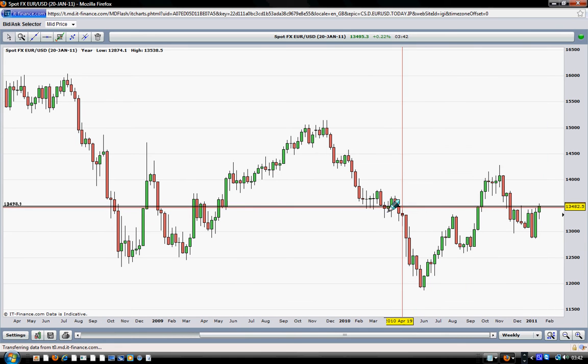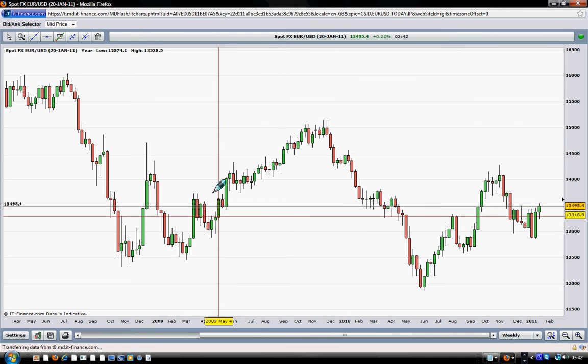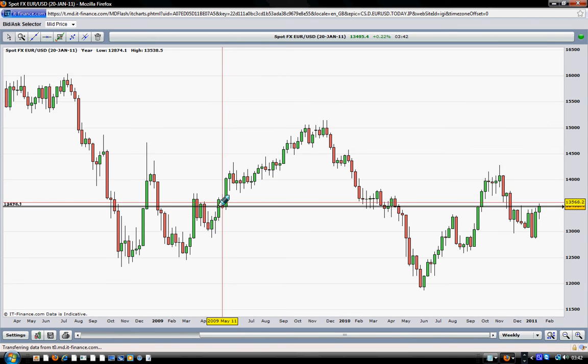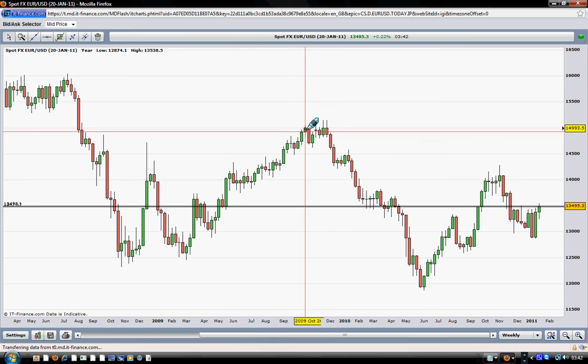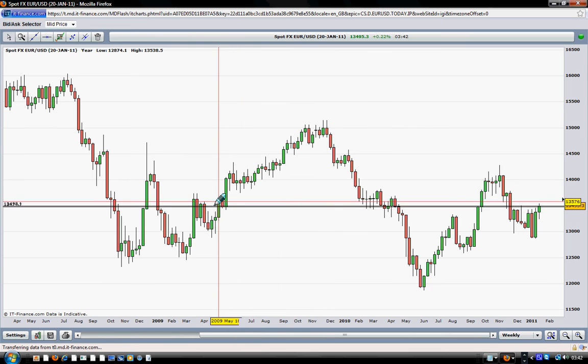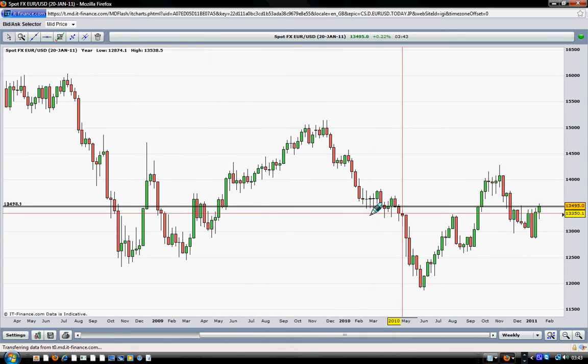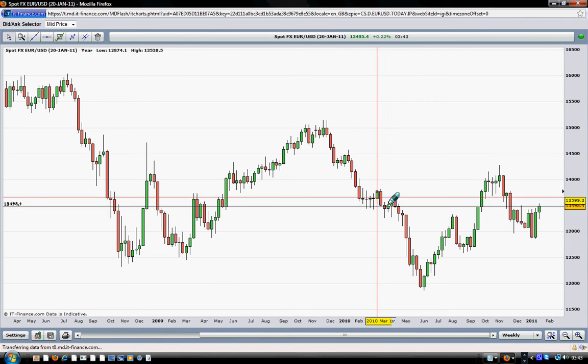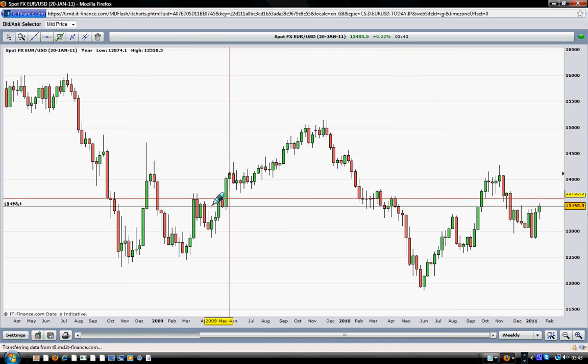A key support level or resistance level that has been broken before is the support level because of this level here. You can see that the price went above it, retested it here on a weekly chart, and then zoomed to the upside. It's a very important level. So here again the price came down, trying to find a support here, and this time the price failed to find a support. Right here it was a support level. Here that support level has failed.